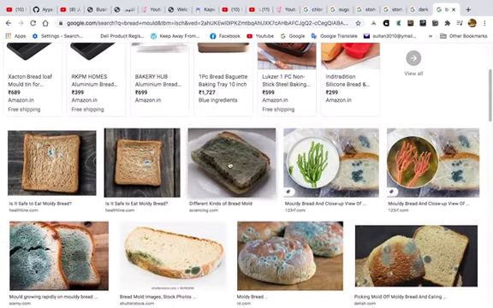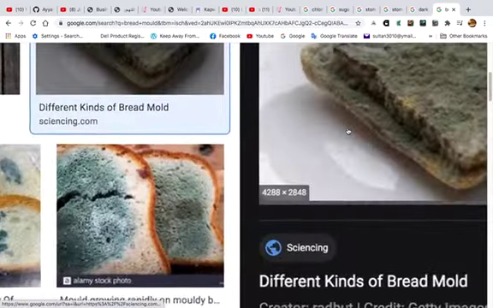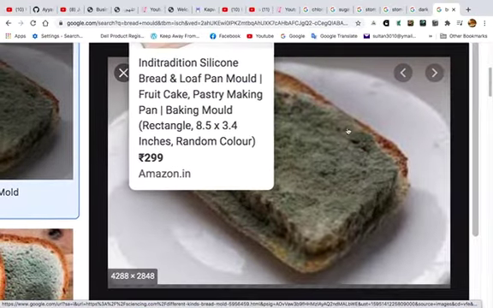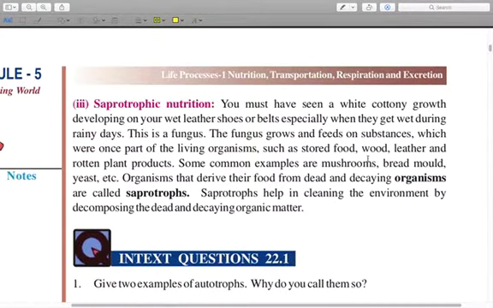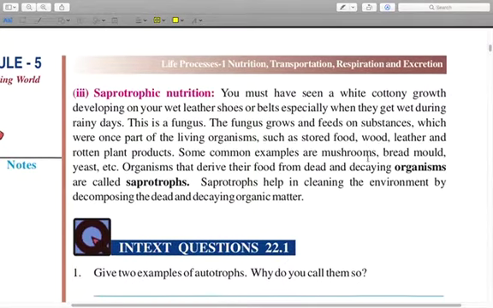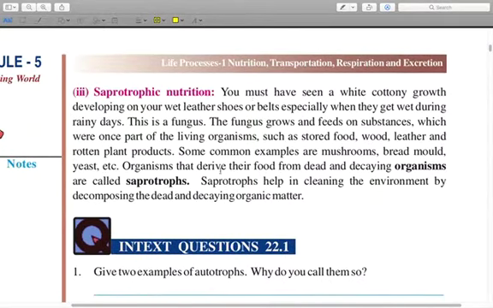Yeah, if you have kept bread for some longer time, then it will become like this. So these are fungus that grow. They take their nutrition from the decaying matter. Okay, I hope you are getting what saprotrophic mode of nutrition is.